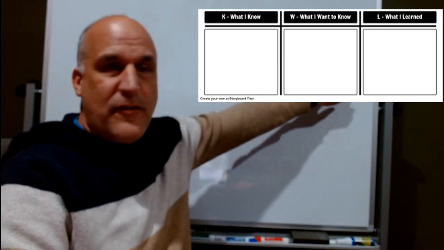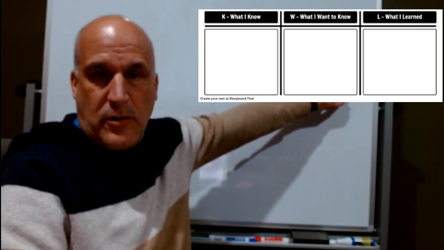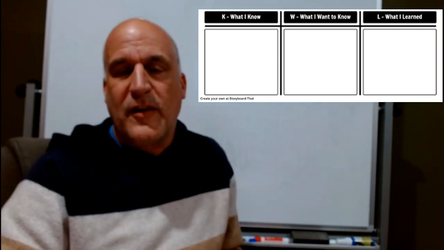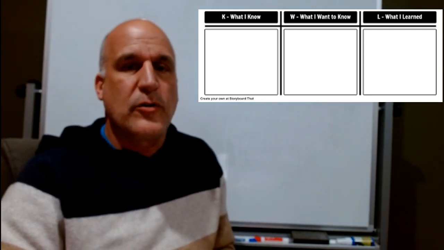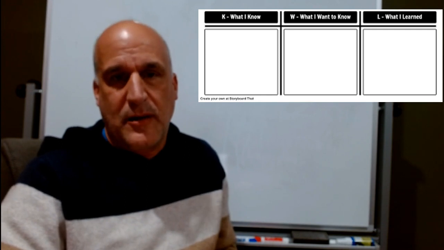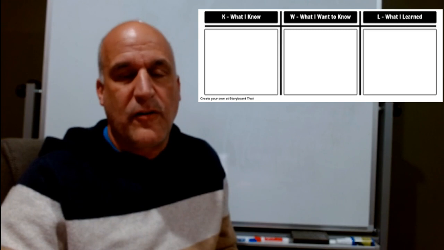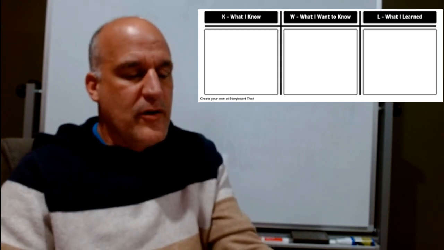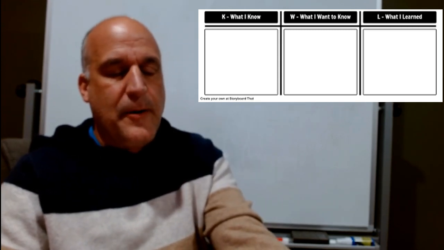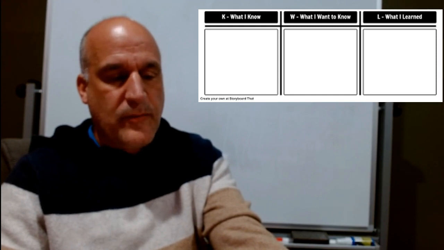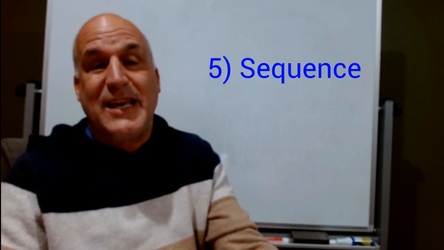And then after the fact, they can reflect on what they learned. So what did they learn through this lesson? What did they learn about this particular topic? So this just helps them to, again, organize and focus their thoughts. Another example of a graphic organizer would then be what's called a sequence chart.